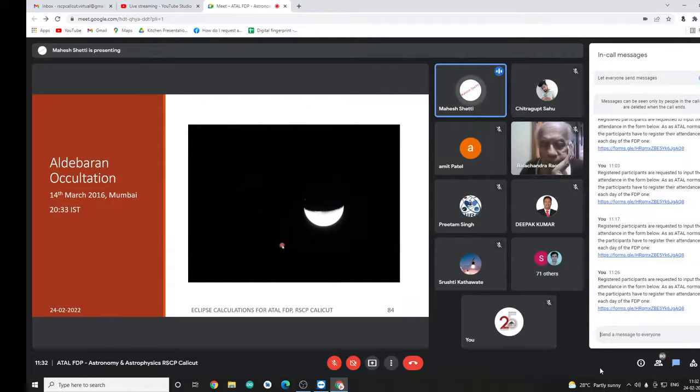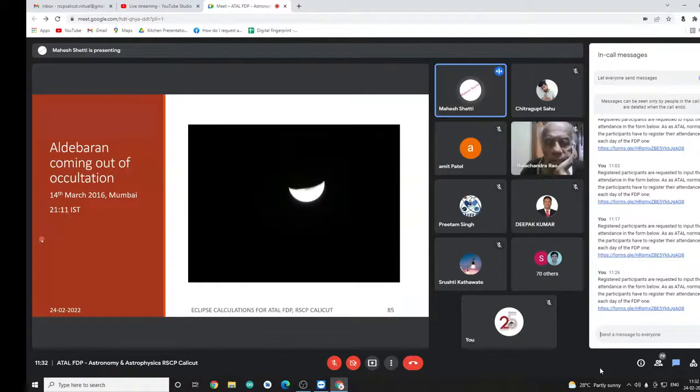But this was one random amateur photograph I had taken. Aldebaran occultation. Occultation is when a larger body comes in front of a smaller body. You see here, this small dot is Aldebaran, and here is the moon. This photograph was taken at 8:33 in the evening, and then at 9:11 on the same day, you see here a very small dot coming slightly below the moon. So Aldebaran was behind the moon for that duration, 8:33 to 9:11.